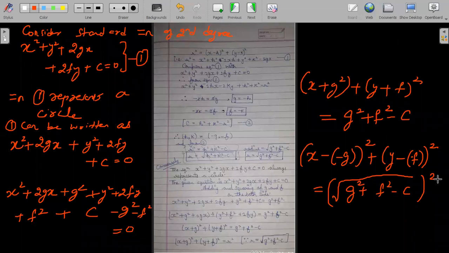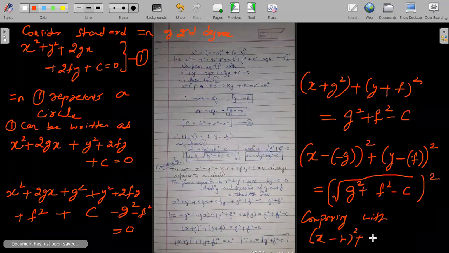Now if you consider this equation with the standard equation, I'm coming to this point only. If you compare it with the standard equation of the circle that we started with, x minus h whole square, this is the reason I brought the minus sign in between. So if you compare that equation with x minus h whole square plus y minus k whole square is equal to r square.